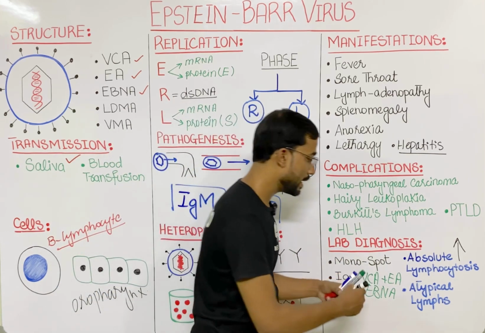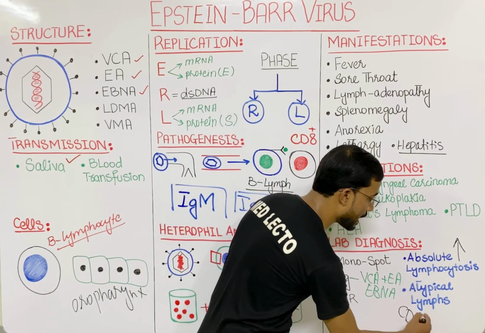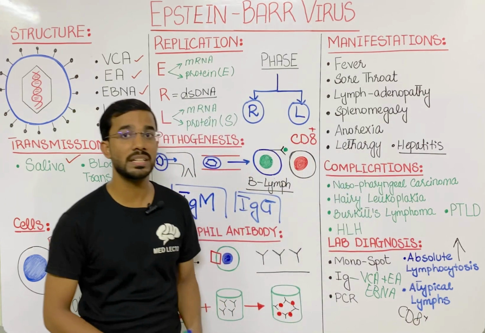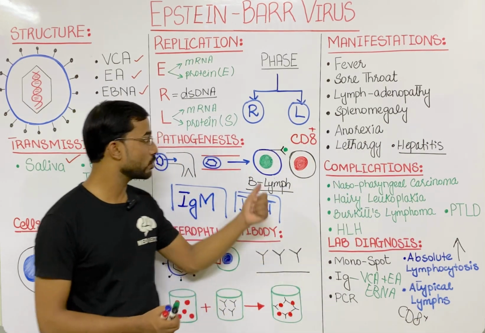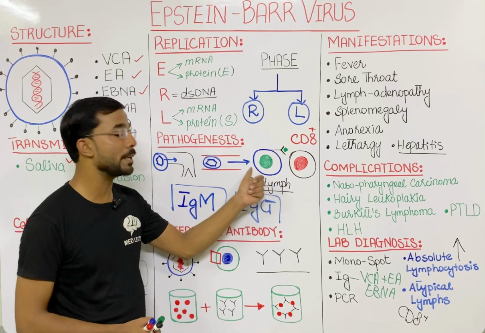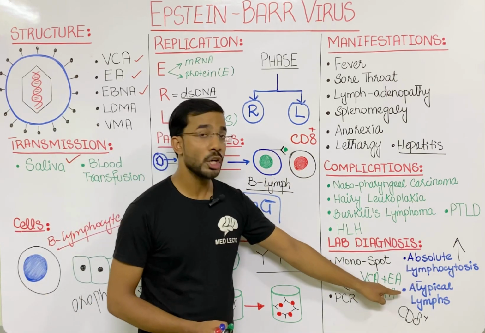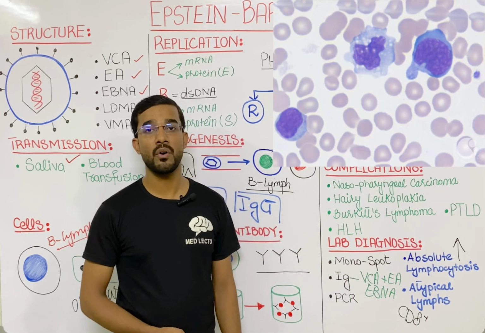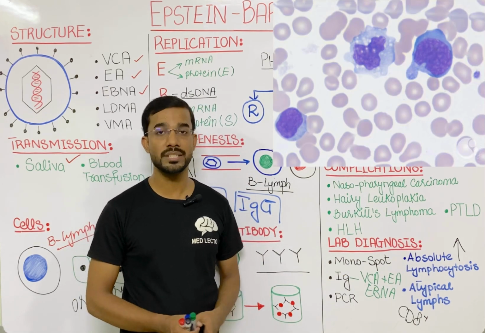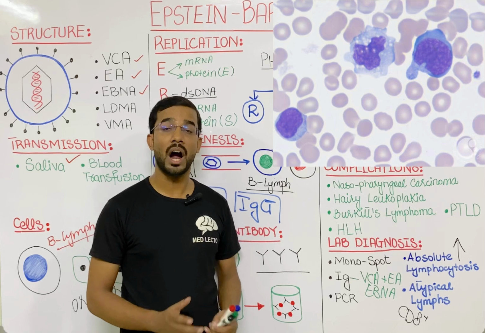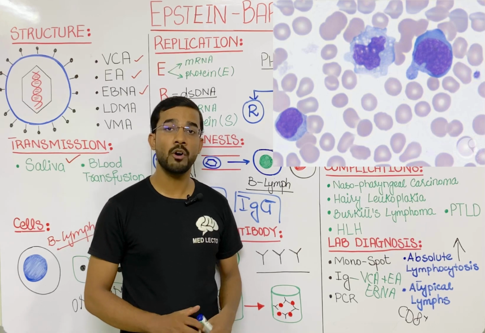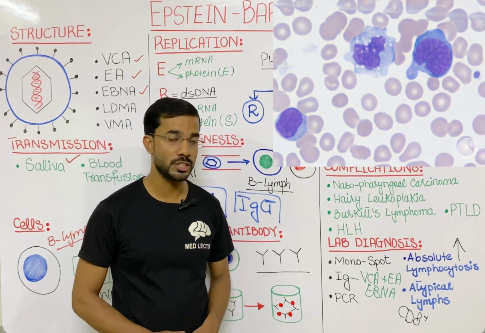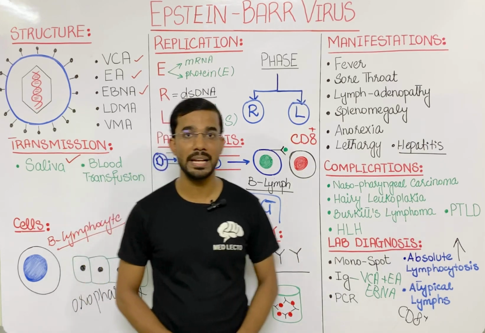This is mostly CD8 positive cytotoxic T cells. When the cytotoxic T cell interacts with the B lymphocytes, as a result, you will see in the peripheral smear atypical lymphocytes, in which you will see large lymphocytes having a large nucleus, and the amount of cytoplasm will be large in that case. These are basically the atypical lymphocytes.